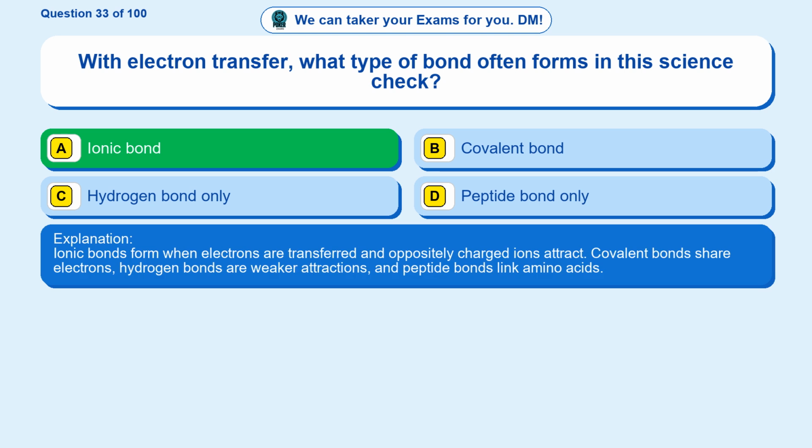Ionic bonds form when electrons are transferred and oppositely charged ions attract. Covalent bonds share electrons, hydrogen bonds are weaker attractions, and peptide bonds link amino acids.